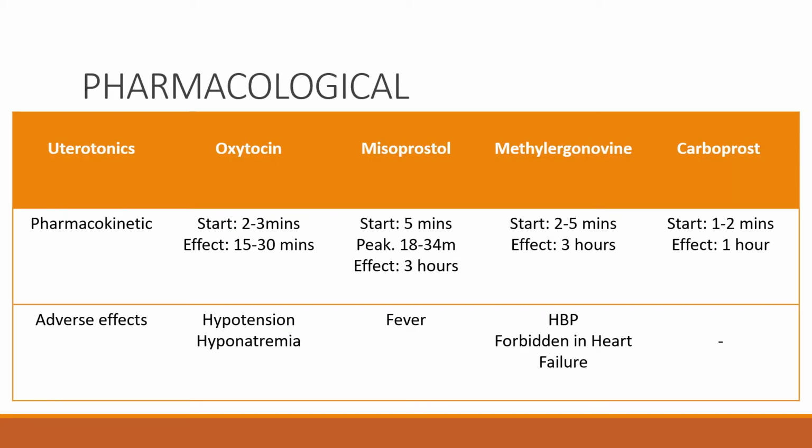Now we're going to see the second step of the management, that is the pharmacological. We have here a table with the uterotonics: oxytocin, misoprostol, methylergonovine, and carboprost, which is not very available, but when you have it, it's very good. We have the pharmacokinetics and the adverse effects of each one. I don't want to read each one because it's going to be very boring, but you have to read it because this is very important, especially the start time of action of each uterotonic and also the adverse effects.